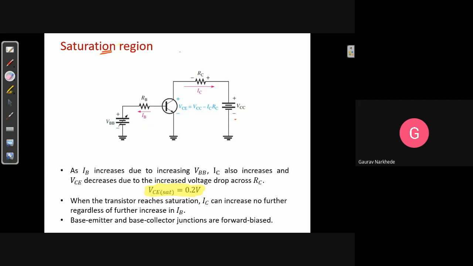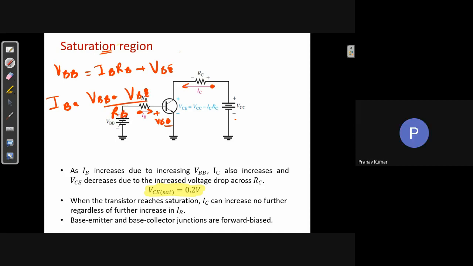How to calculate IB and IC? See, again I am saying that you need to ignore the direction, because this is opposite and this is also opposite. Okay. So how to calculate IB? We have the equation, right? So let us say this is plus VBE. From Kirchhoff's law, VBB is equal to IB RB plus VBE, right? So you just calculate IB equal to VBB minus VBE divided by RB, right?